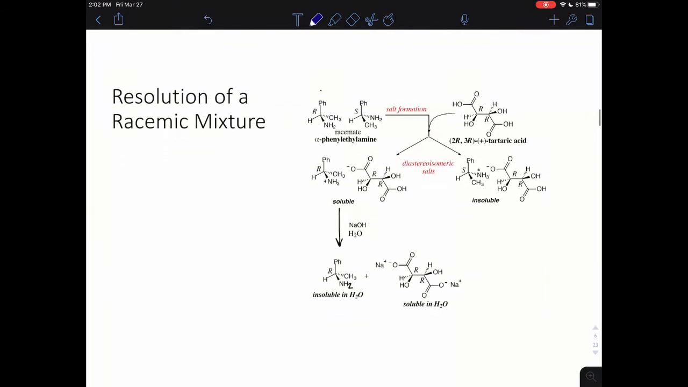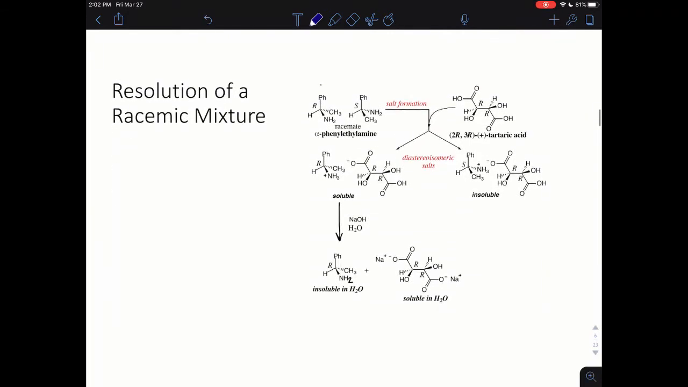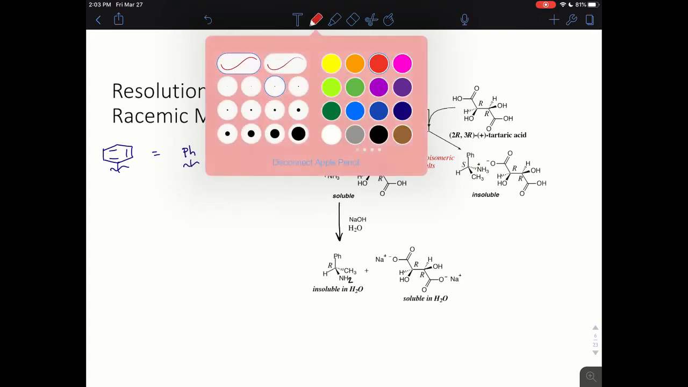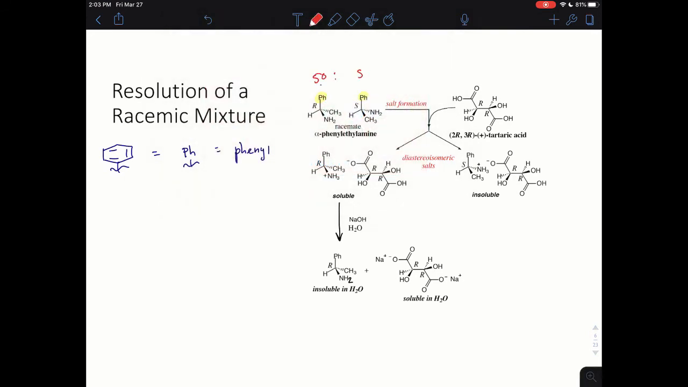So let's go ahead and look at an example of resolution. These are the two molecules I had on the previous slide. We've just abbreviated the ring here. This can be abbreviated as Ph, which means phenyl, so that's what you see up here. So we have our racemate. Again, a racemate is a 50-50 mixture of enantiomers. We have our R and our S.